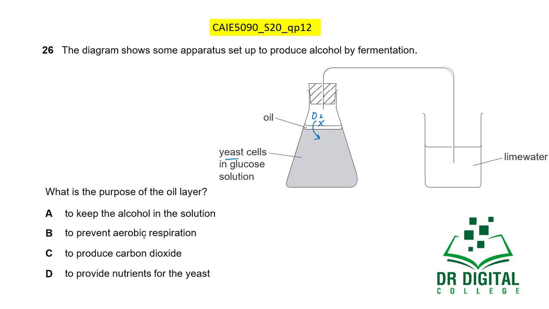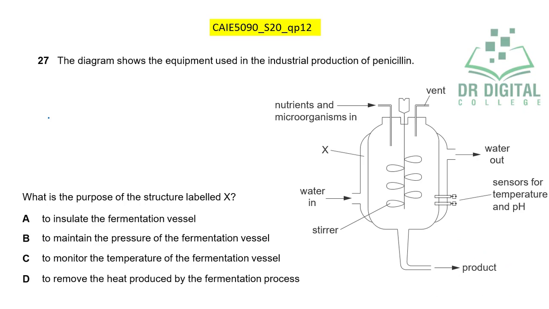To prevent aerobic respiration? Yeah, that is true. We have to prevent oxygen to go into it. So B is correct, A is wrong. C is not correct because to produce carbon dioxide, oil is not producing any oxygen or carbon dioxide. C is wrong. D is wrong because to provide nutrient for the yeast, no nutrients are there inside it. This is the area where nutrients are present. So D is wrong. So answer for this question is B.